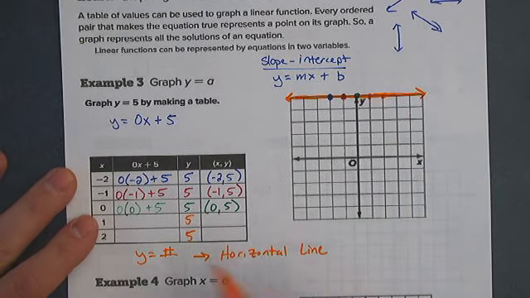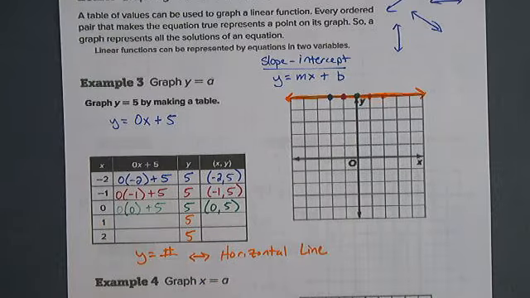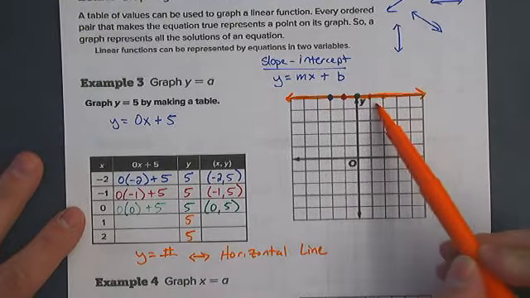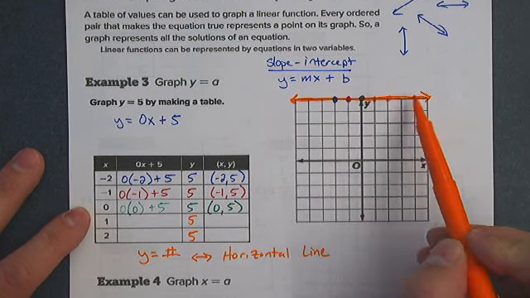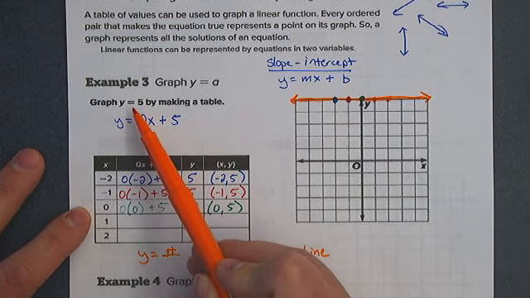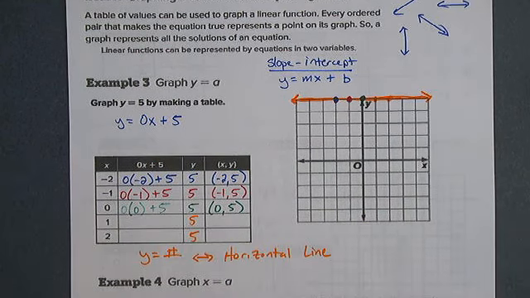Or I guess vice versa. If I have a horizontal line, I'm going to have the equation of y equals whatever number the y values are, right? All the y values on this entire horizontal line are 5. And so that's why the equation is y equals 5, because it's a horizontal line.